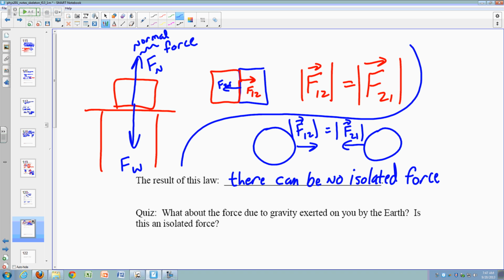So, anyway, the result of this law is that there can be no isolated force. That anytime you have one force, there has to be a second force. It doesn't matter if it's a contact force or a field force. I think that's kind of cool, right? That you can have no isolated force. You can think about that for the rest of the day.